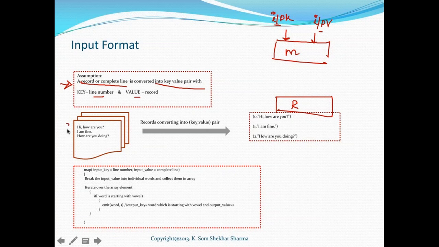So for example, in an input split or in a block of data, there are three records. We made an assumption that these three records will be converted into key value pairs, with the key as a line number and the value as the entire line. So "hi, how are you" was one line in your input split. It got converted to a key value pair with the key as zero and the value as the complete line. Similarly, "I am fine" is converted into a key value pair with key as one, that's your line number one, and "I am fine" is your value. Similarly, the third line, "how are you doing": key is two, that's your line number, and the value is the entire line. Okay, so that was the assumption we made.